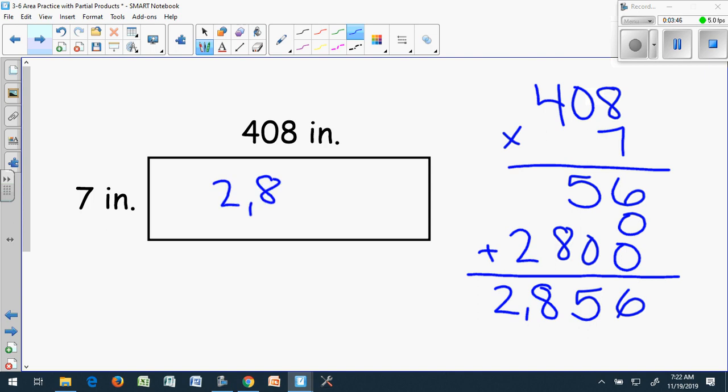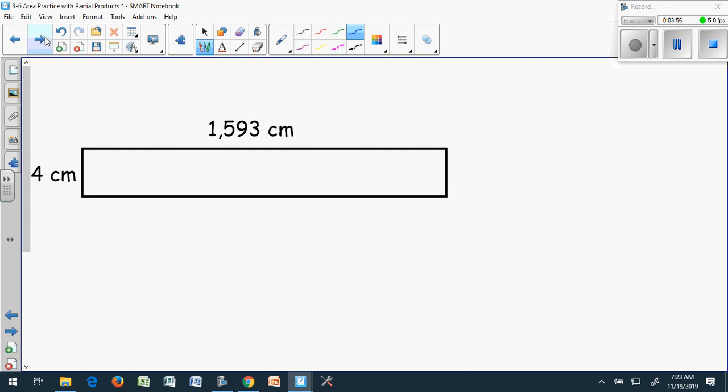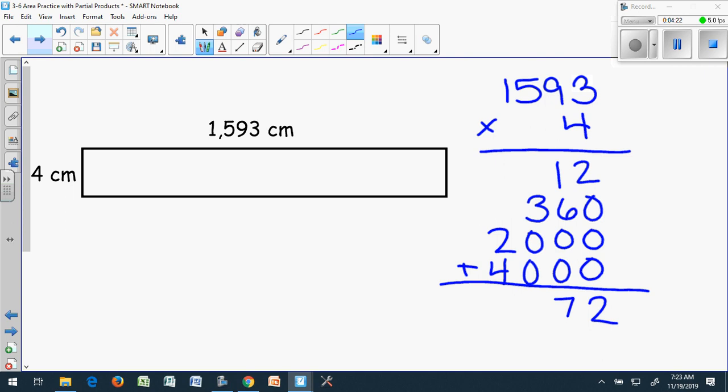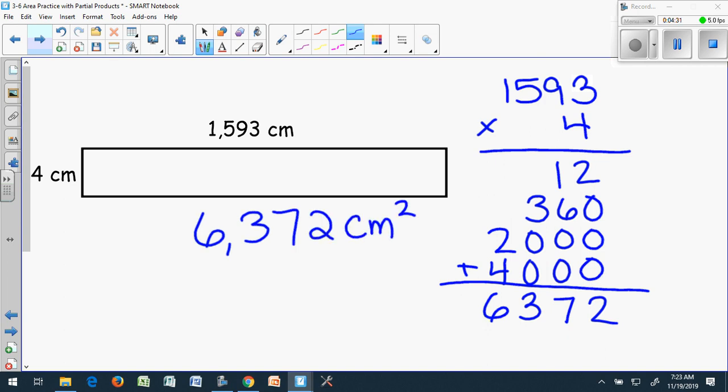Area is 2,856 square inches. You can write it like that too. Okay, we have one more problem. Pause the video and solve. Area is 6,372 square centimeters. Nice job.